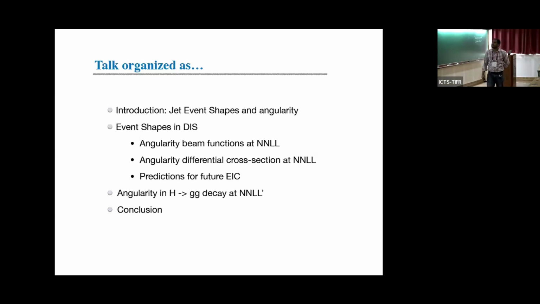I'll briefly give some introduction on event shapes, angularity. We have already had one talk by Radici Sharma on angularity, and so here I'll be starting with a very basic introduction. Then I'll go directly to DIS angularity, mostly for the beam function calculation. Then I'll show some steps for the cross section at NNLL accuracy. Then I'll make some concluding statements which will be useful for EIC.